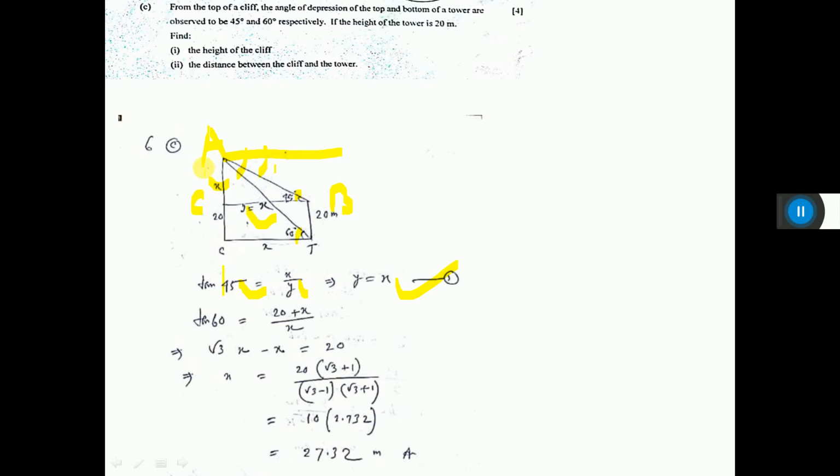Then again take this triangle ATC, this is C, and this one you give D. In triangle ATC with 60 degrees, tan 60 is perpendicular x plus 20 over base x. From there you already got y equals x. So here you get x, and that is the answer. The height of the cliff is x plus 20. Oh, this is not the answer, you have to add this: x plus 20 will be the height of the cliff. And the distance between the cliff will be this x, which is 27.32.